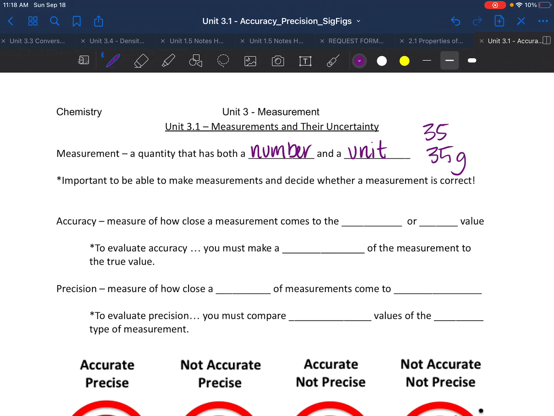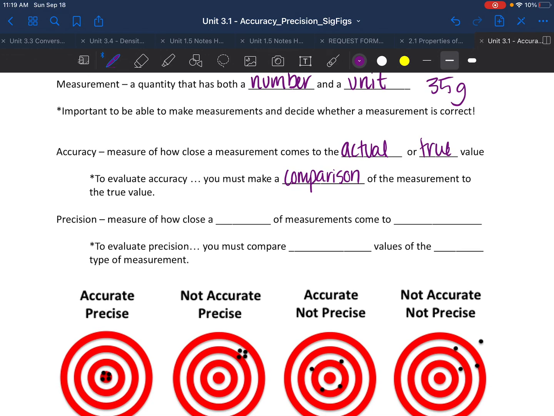Now, accuracy means how close your measurement comes to what we call the actual or true value. So these are things that have been tested and have reliable sources. And so in order to be able to evaluate our accuracy, we have to make a comparison of our measurement to the true value.